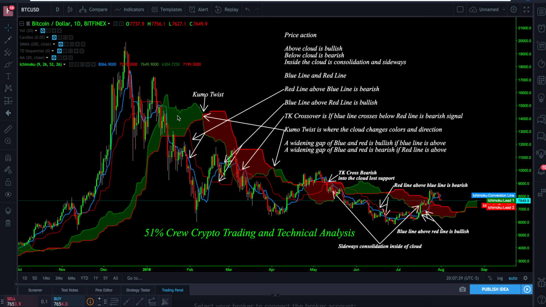So now that we've covered the cloud itself with price action, let's take a look at the blue line and the red line. So the rules to the blue and the red line. If the red line is above the blue line, then it's bearish. So let's look at an example of that. If we look here, the red line is above this blue line. So that's telling us it's bearish. It's the same principle when you go the opposite direction. If the blue line is above the red line, then it's bullish.